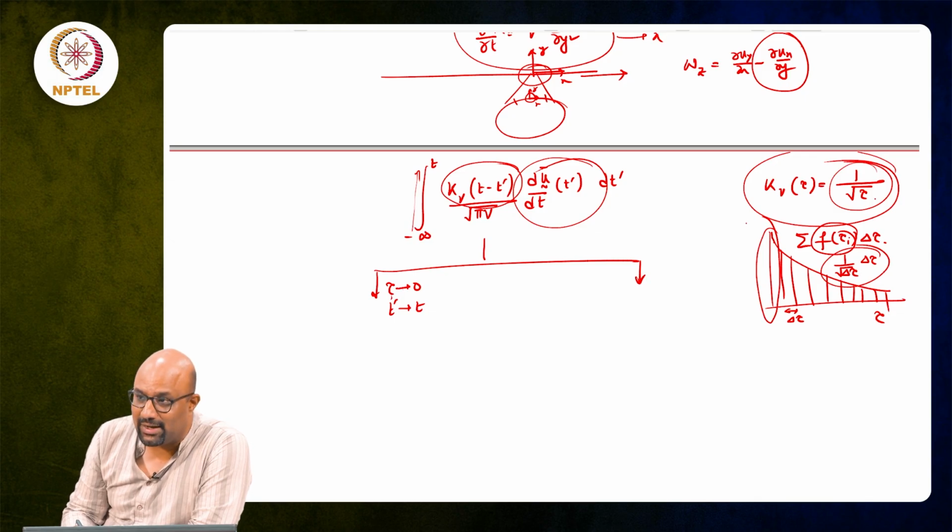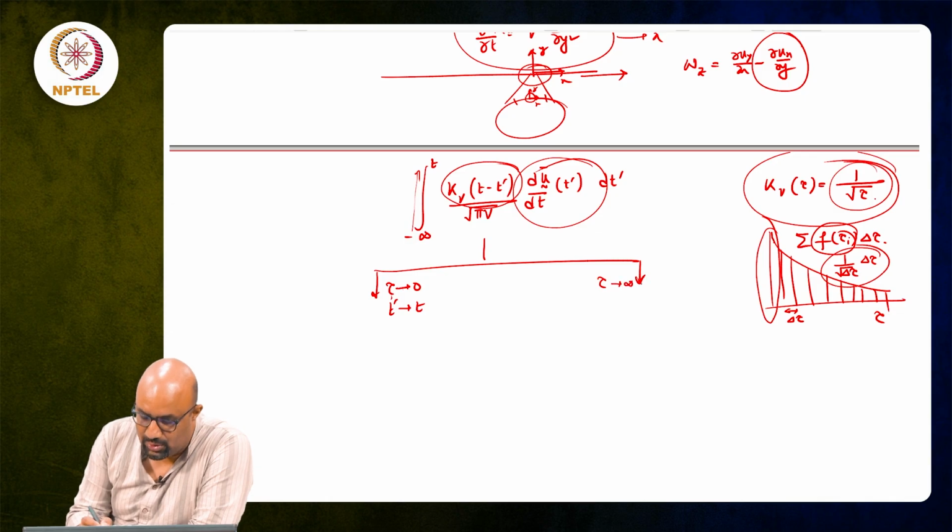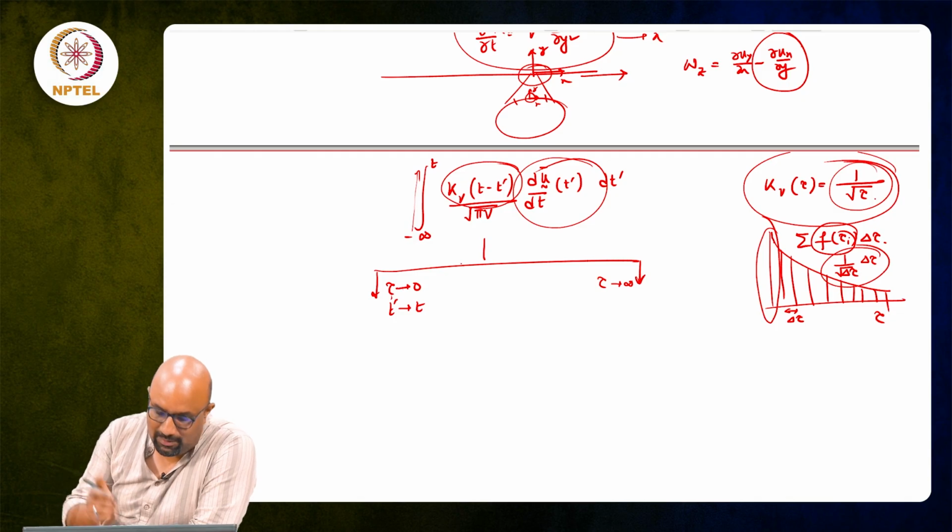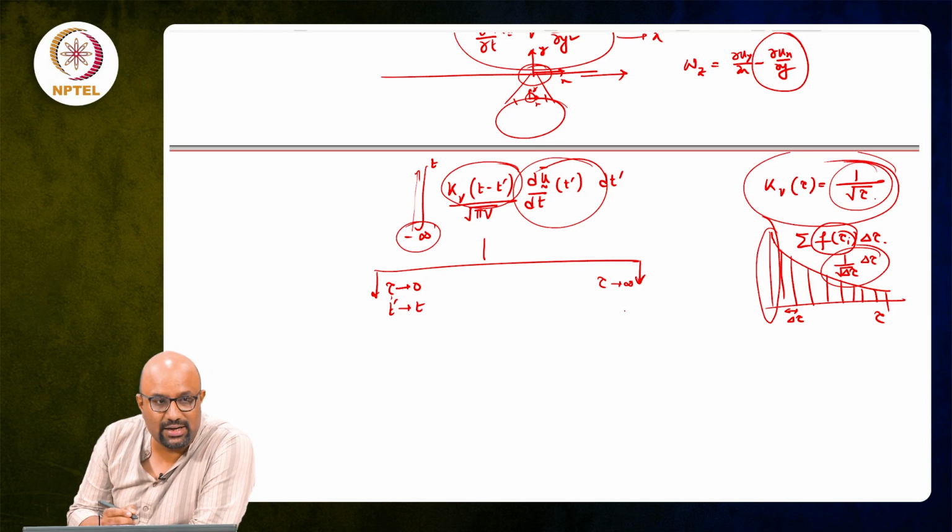But the issue is not actually at tau equal to 0. The issue comes when tau goes to infinity. Tau going to infinity means what? Tau going to infinity is equivalent to t prime basically being at the other limit, minus infinity, right. Now, why is that an issue? Imagine the acceleration was a constant. The particle was accelerating with a constant rate, or has had a constant acceleration, the velocity was increasing linearly.